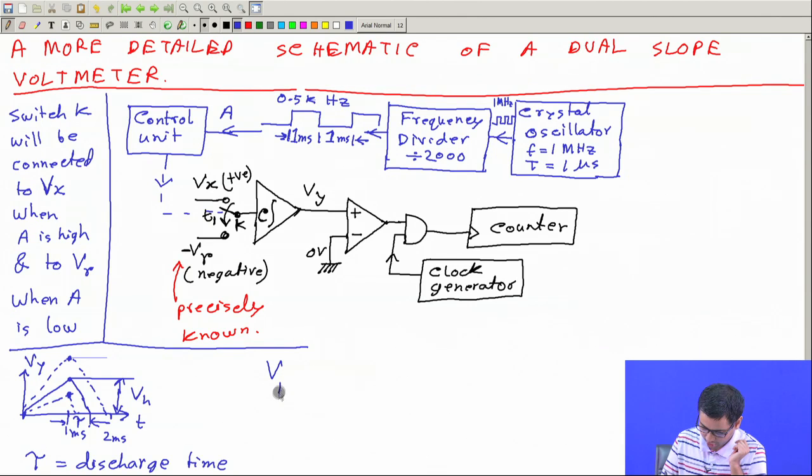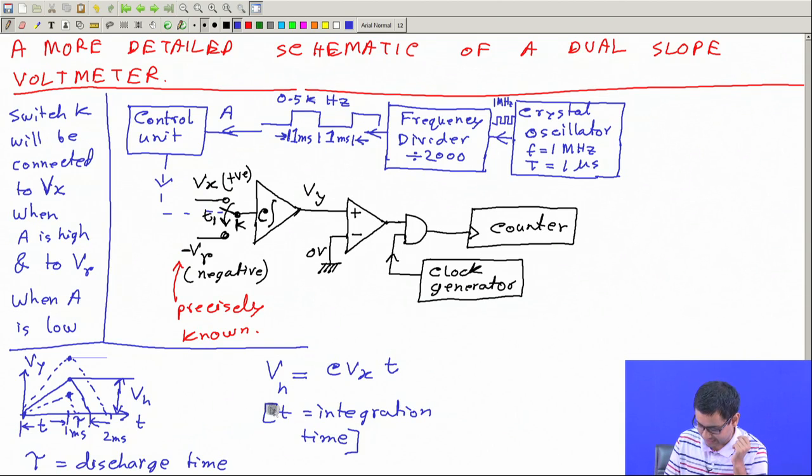So VH is how much? The voltage increases with a rate of C multiplied by Vx, multiplied by T. What is T? T is this time, the integration time or charging time. So T is integration time, tau is deintegration time, discharge time. This is charging time, this is discharge time. Okay. So this is Vh, right?